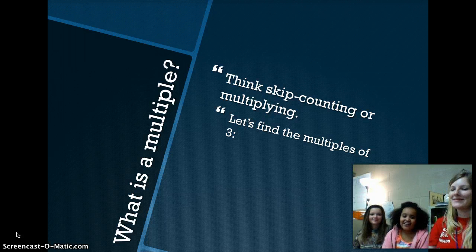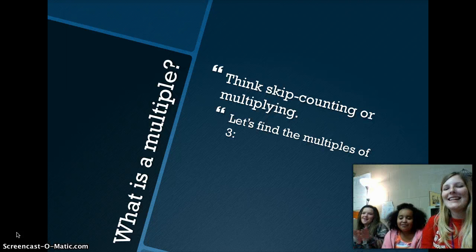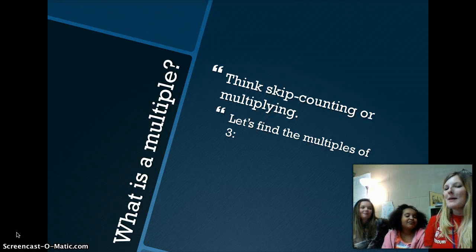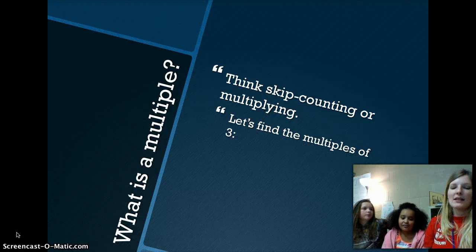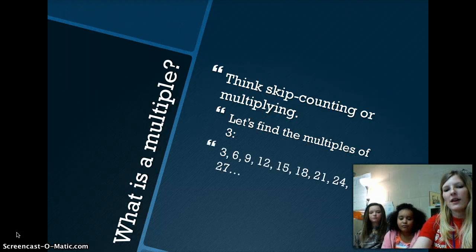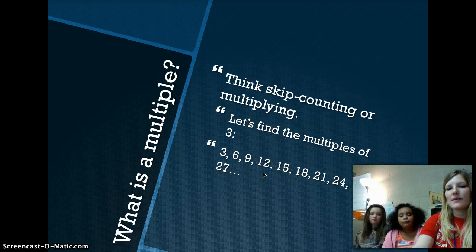3, 6, 9, 12, 15, 18, 21, and 24, and 27. 30. Perfect. Beautiful. Very nice. So when we're talking about multiples, we're just skip counting, or like Chelsea demonstrated, counting 3, 6, 9, 12, and it goes on and on. So we can do that with any number.